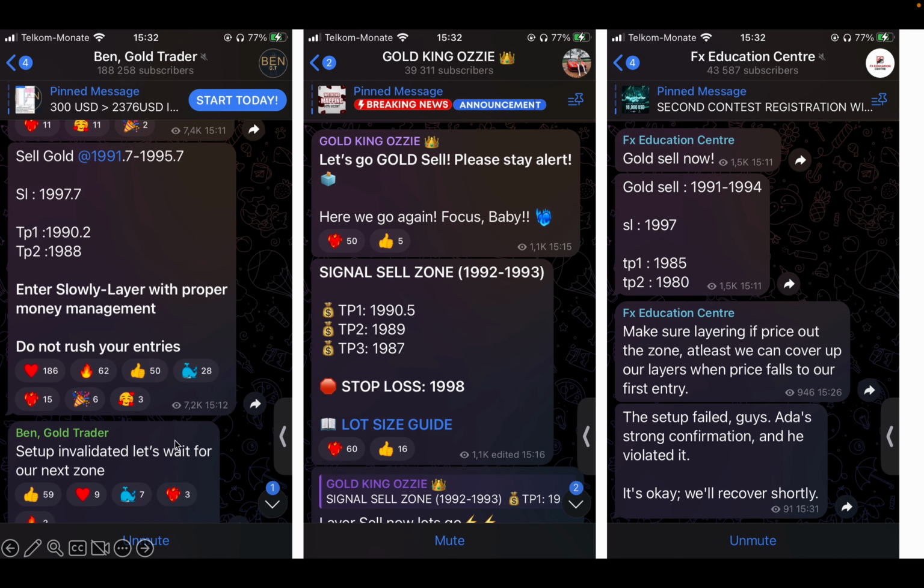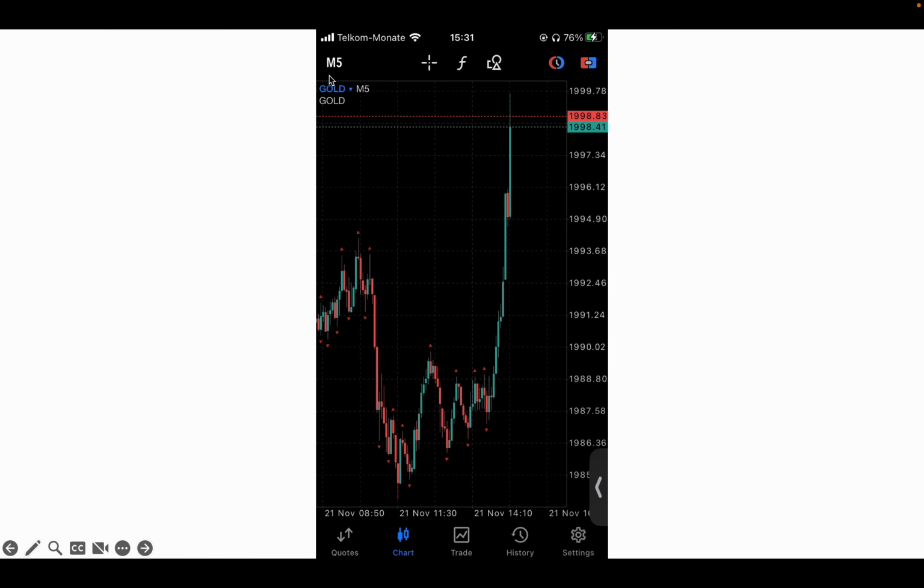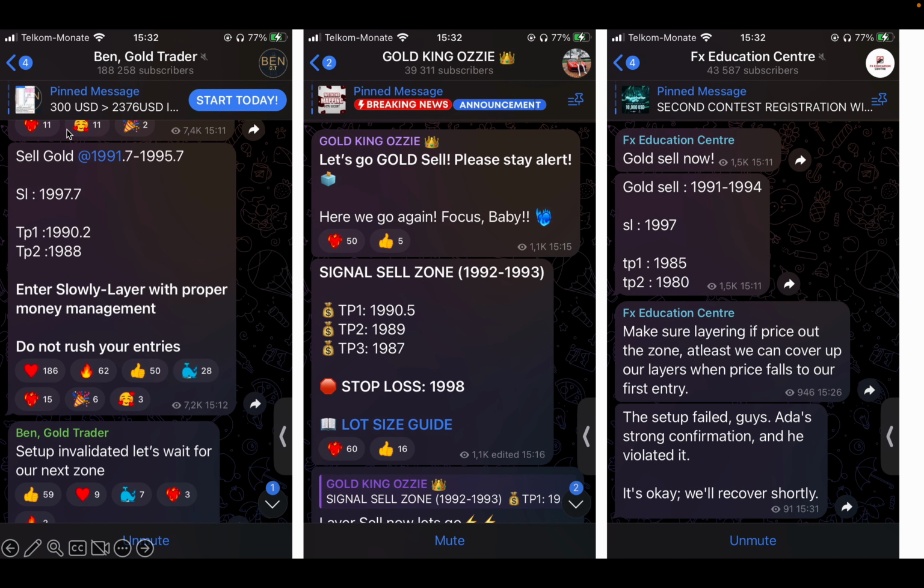Obviously the signals are just telling you where you should buy and what asset you should trade. They're giving signals on gold, the same assets that I traded today. They were giving gold signals to sell, right? Gold sell now. Let's go sell. Please stay alert. Sell gold at 1991 and at 1995. Sell gold between this price range. Sell gold between this price range.